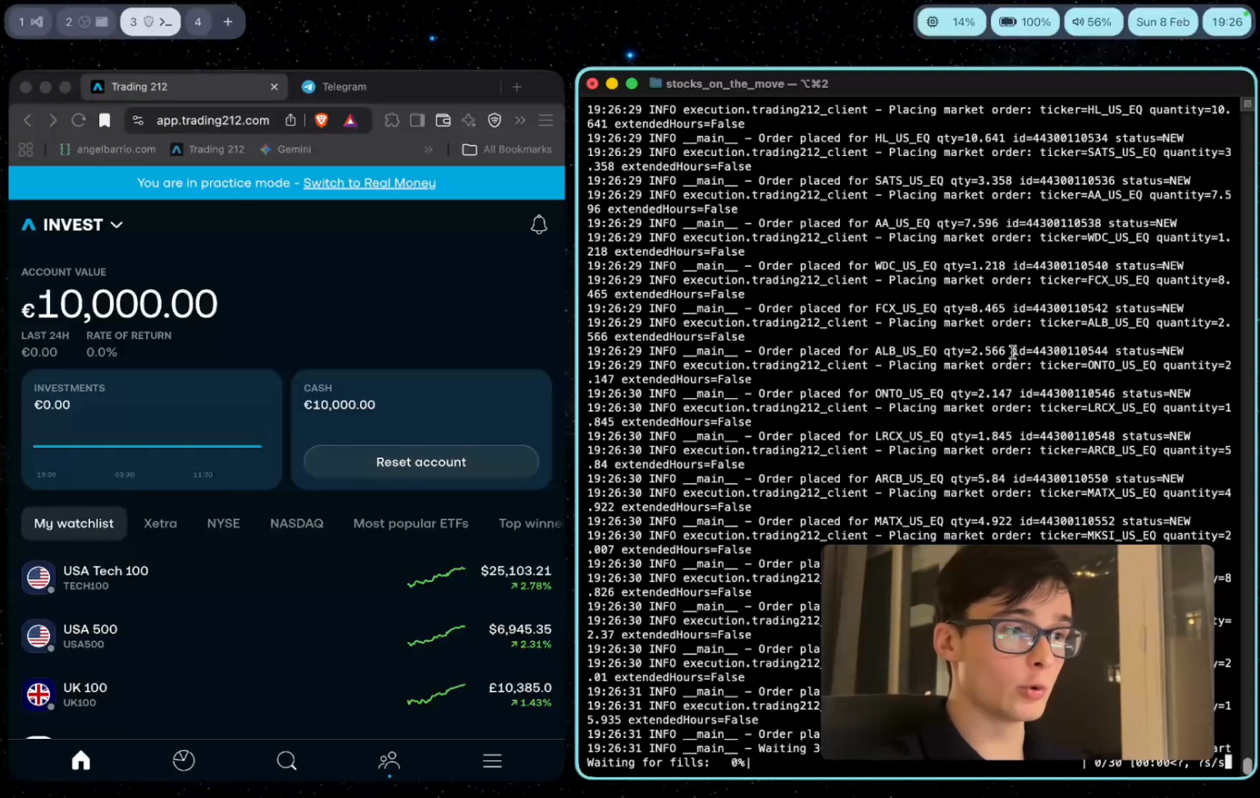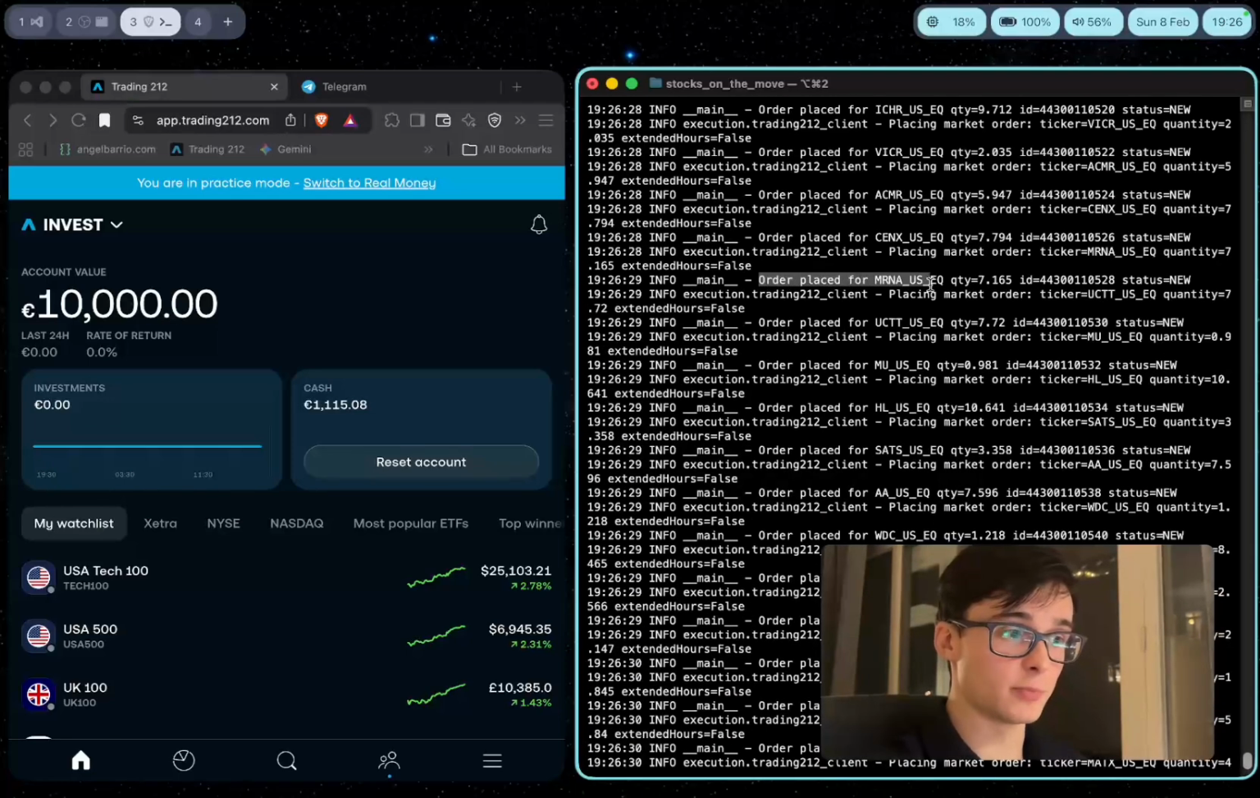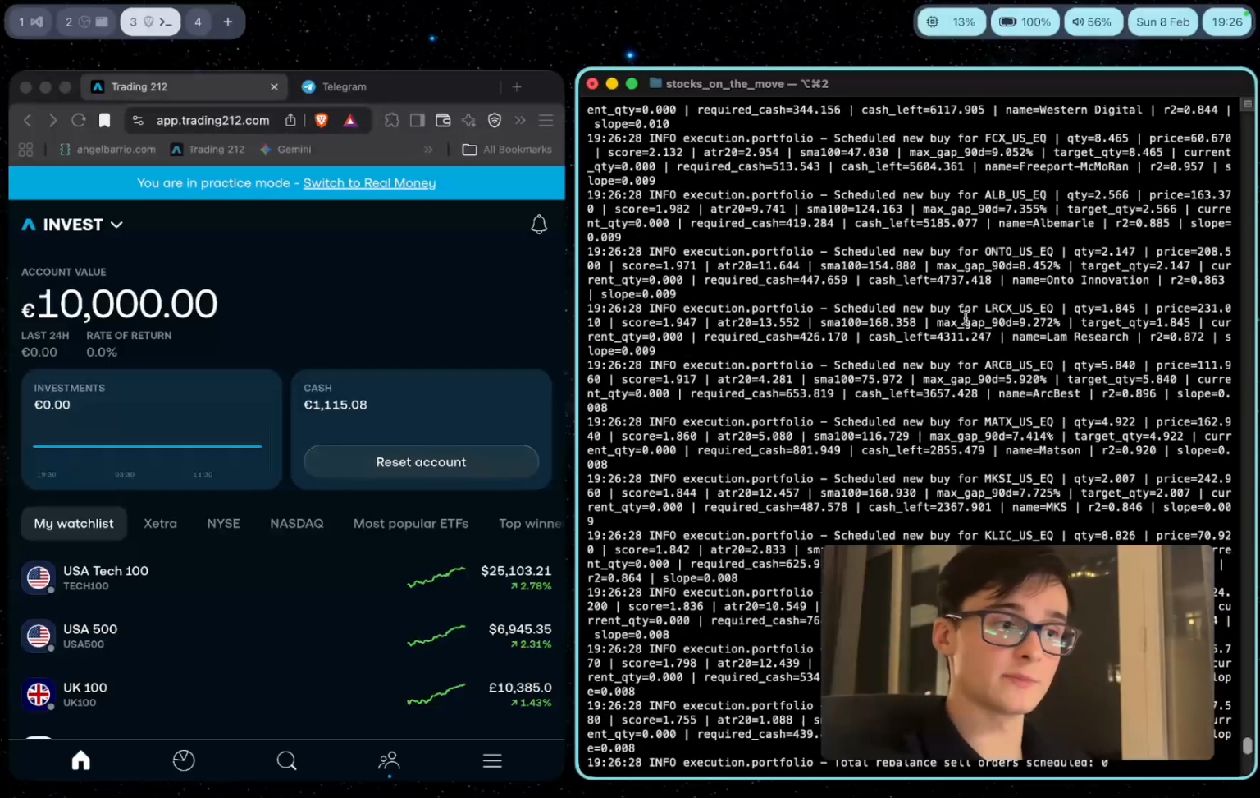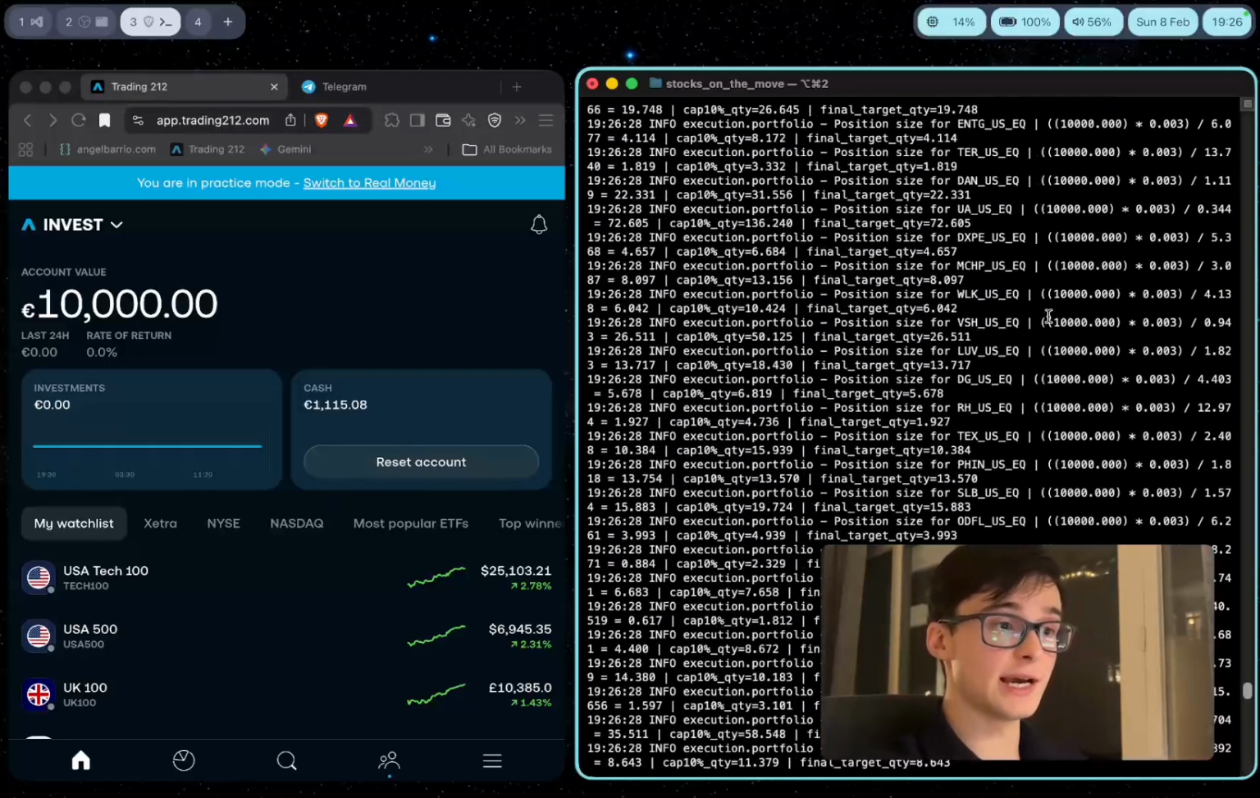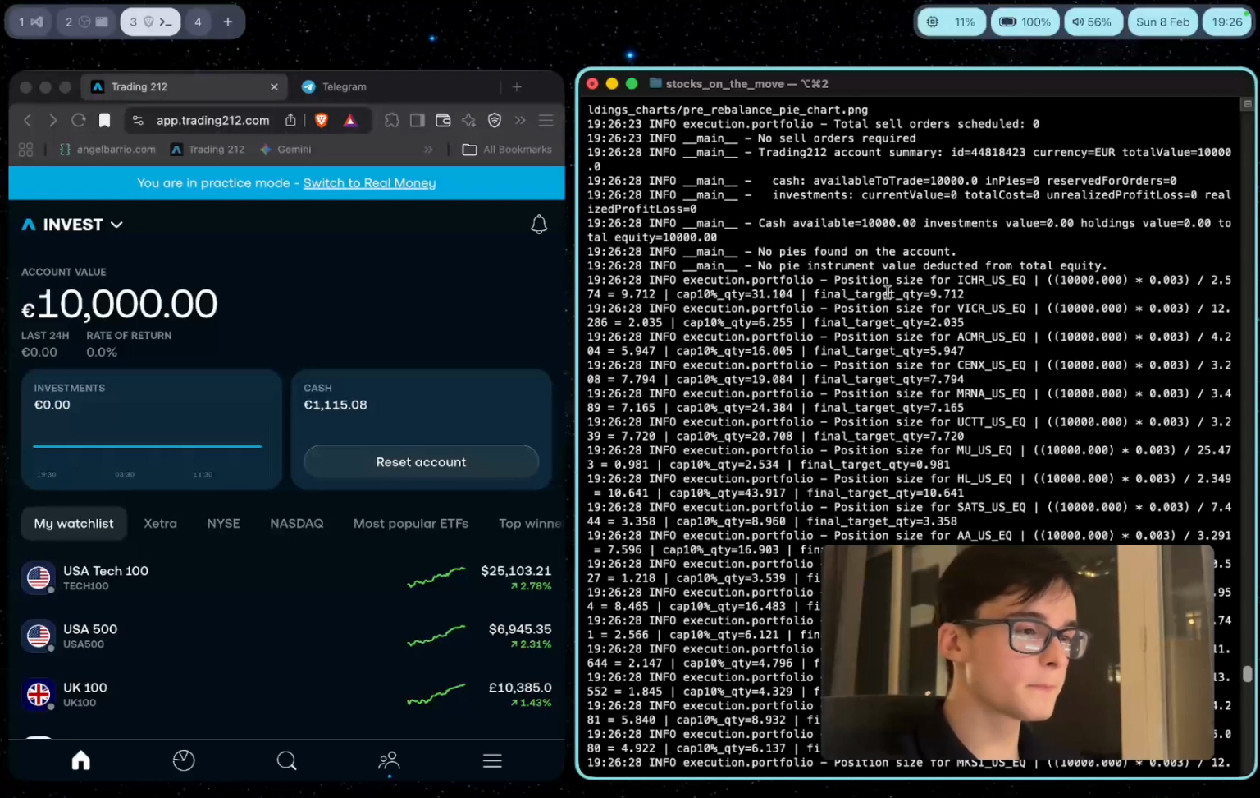And you can see here, we're generating all of our orders. So order placed, for example, for mRNA, with our quantities, order IDs, and more things. If we scroll up, you can see the position size, which is similar to the book's formula, and the fact that they're capped at 10%.